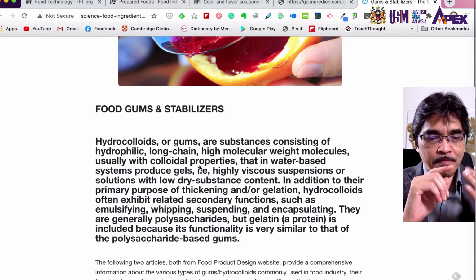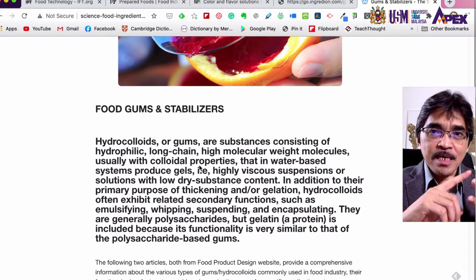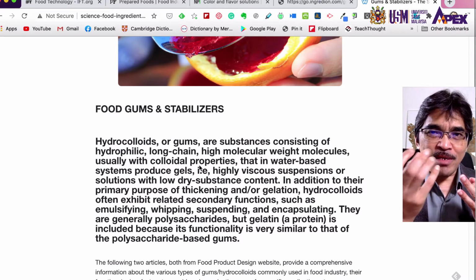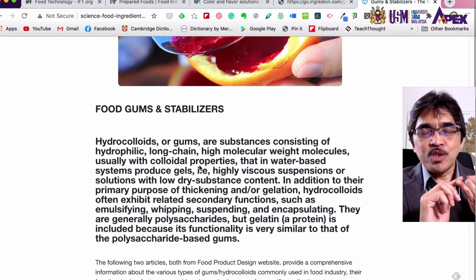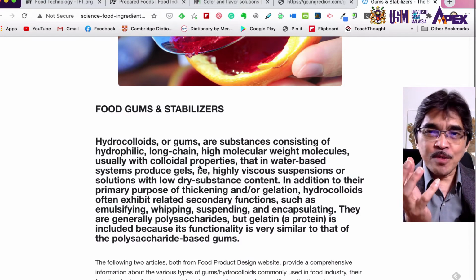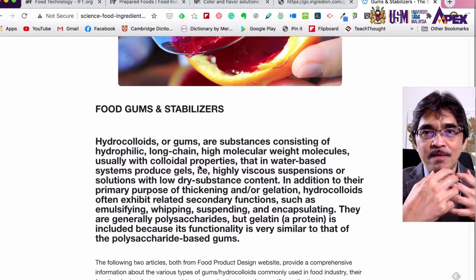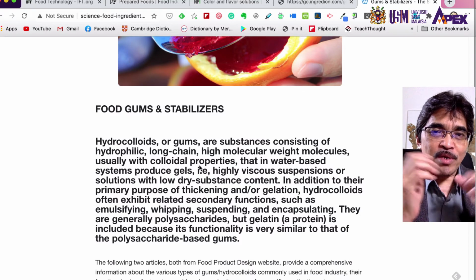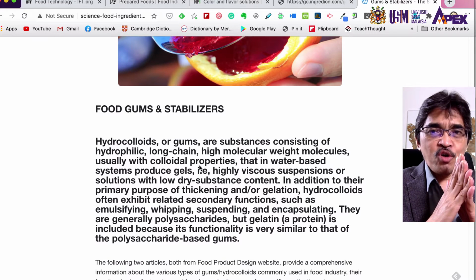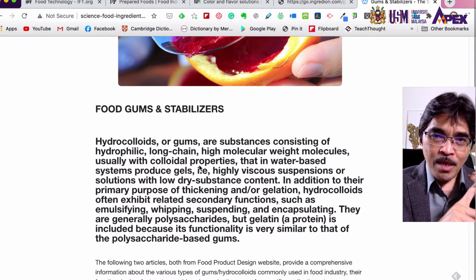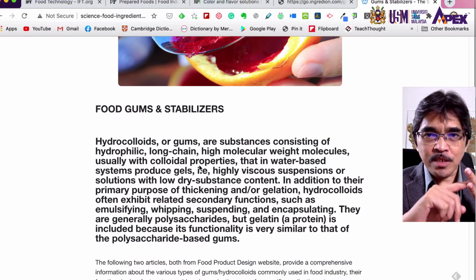So that's why we describe hydrocolloids as gums, because they are very sticky when in the form of solution, so they are gummy or sticky. Also as a stabilizer, because they can provide viscosity and stabilize the food emulsion. That's the reason we call them stabilizers. But the functions of food hydrocolloids are not limited only to being a viscosifying agent or a gelling agent.